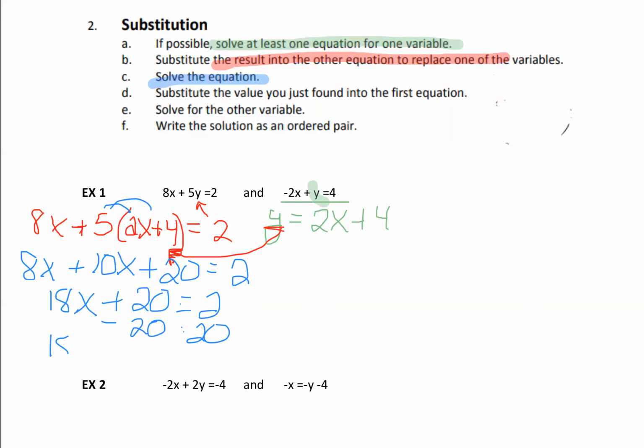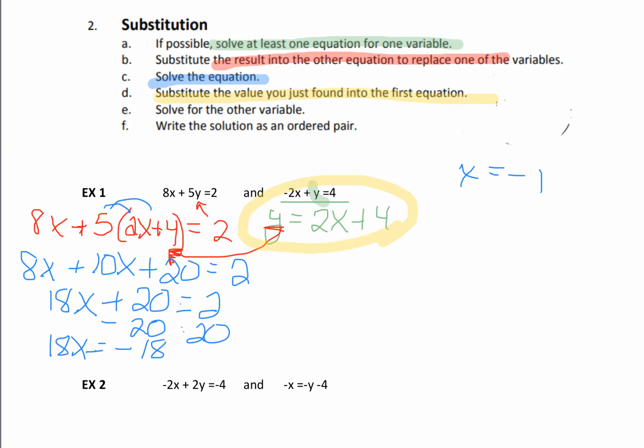And we get 18x equals negative 18. So x is equal to negative 1. Okay, got all that. Pause there and work through that algebra, make sure it makes sense. Make sure you're distributing so that you're not just getting lost. Now substitute that value into this first equation.